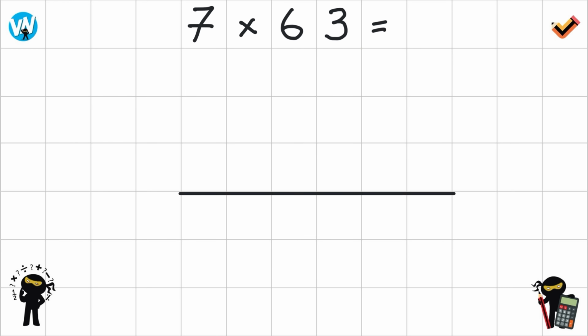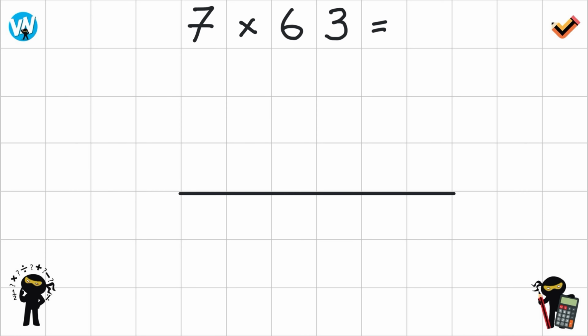Let's take a look at another question. So again, we've got 7 times 63. If you want to pause the video, go ahead. Again, with this question, naturally some people will feel comfortable dropping straight into a grid method, and that's absolutely fine. Some people will see 7 times 63 and think, well, I know what 7 times 60 is. I know what 7 times 3 is. I can just make some jottings and work that out.